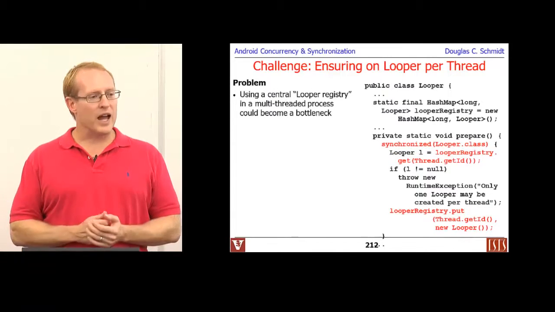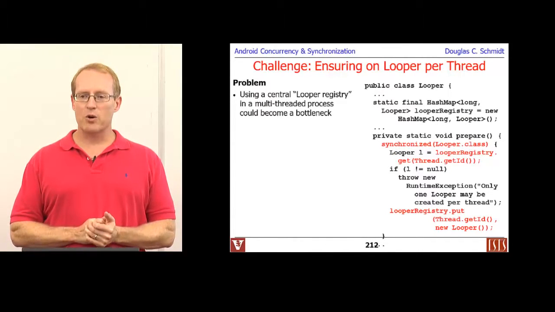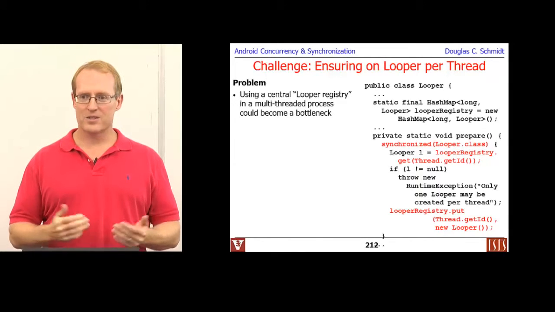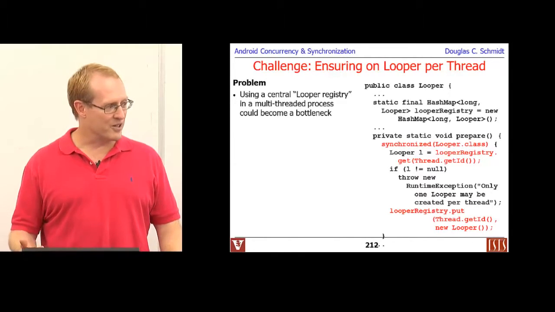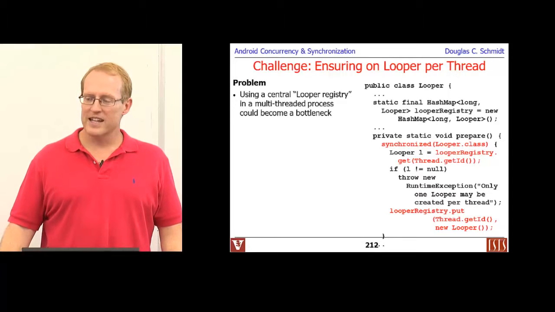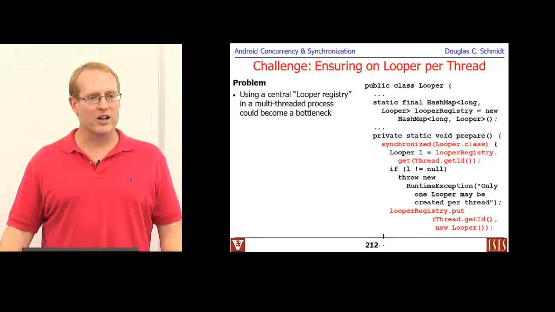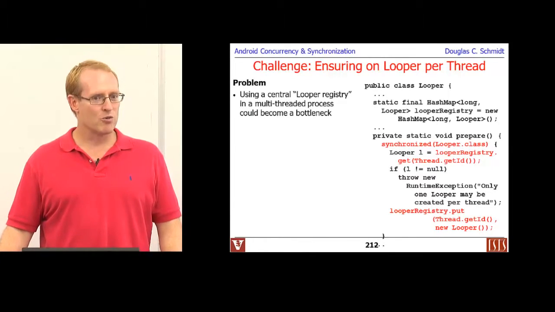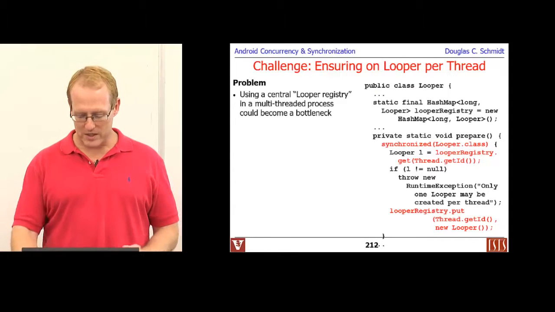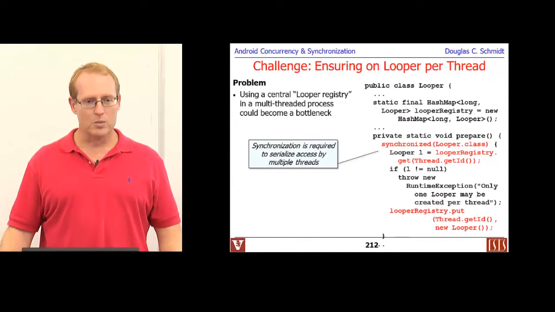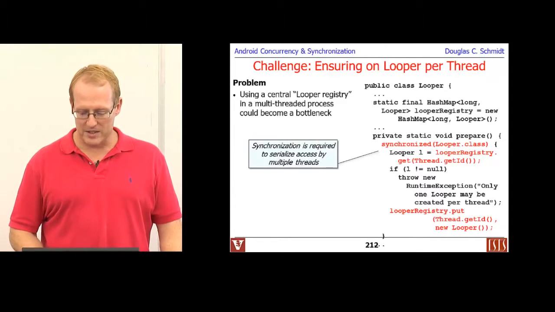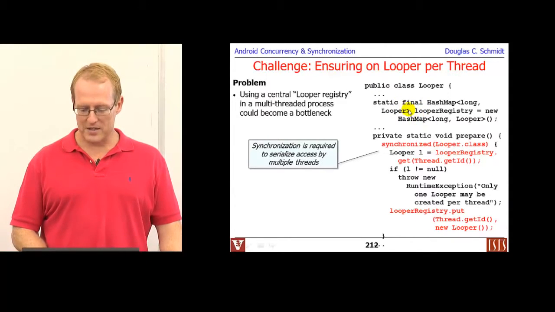So it's an interesting question. How might you go about ensuring that there's only one looper per thread? It's certainly a worthwhile design exercise to think about briefly. And if you think about it for very long, your first temptation might be to try to design some kind of looper registry. As I show in this example here, we have a looper registry, which is a static hash map that's nestled inside of our looper class.